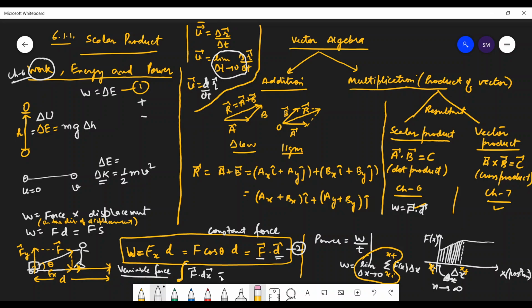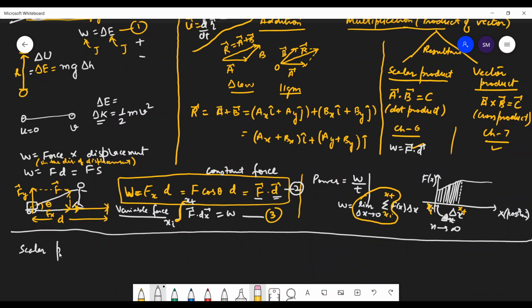I need to be very comfortable with the dot product. That is why I am studying my first topic, which is the dot product, or you can say scalar product.